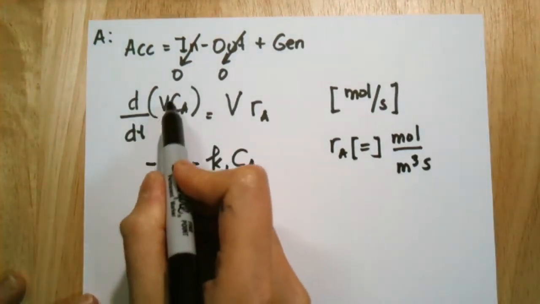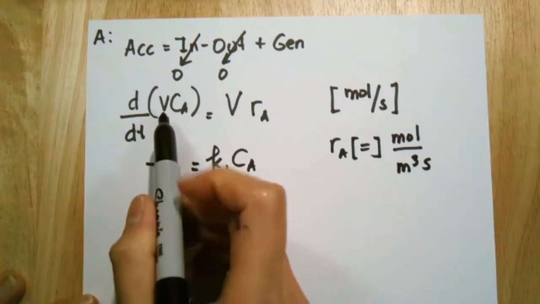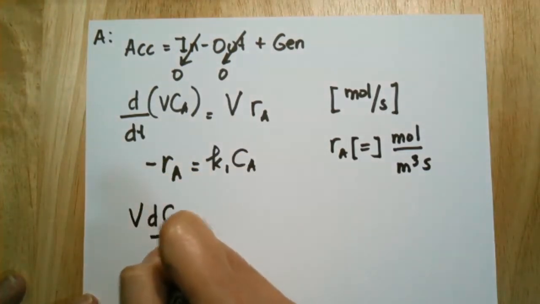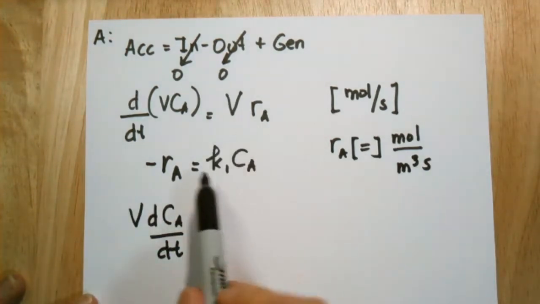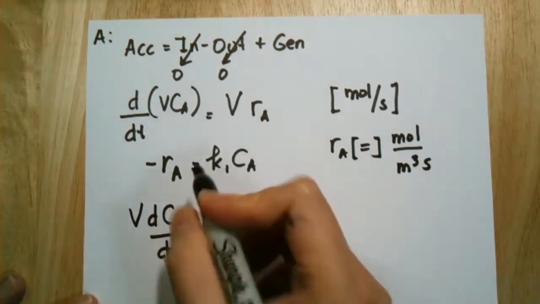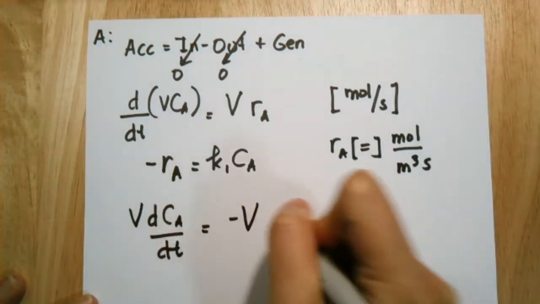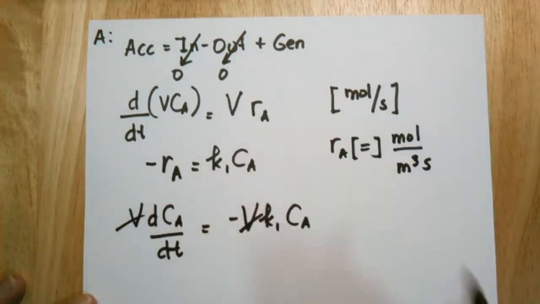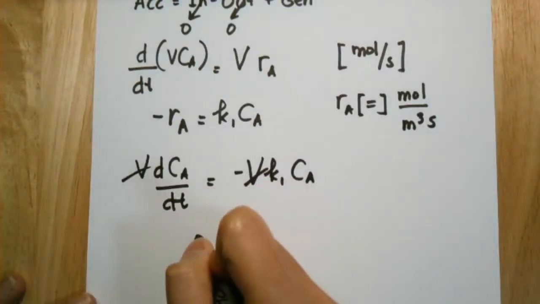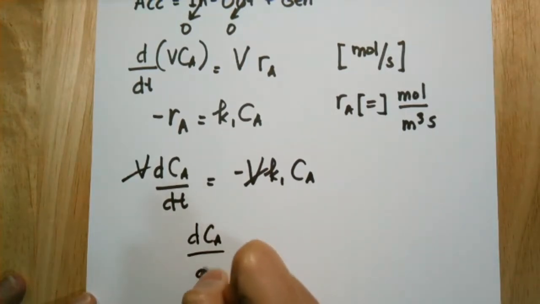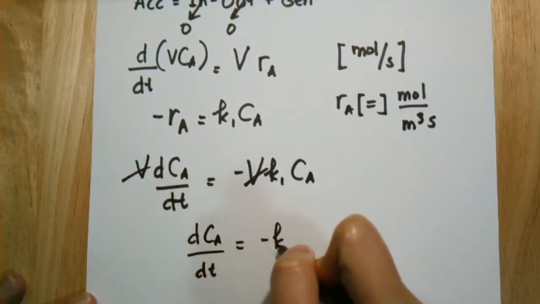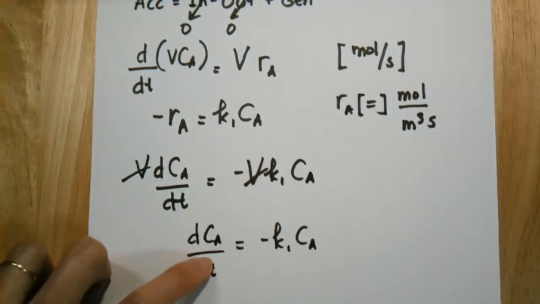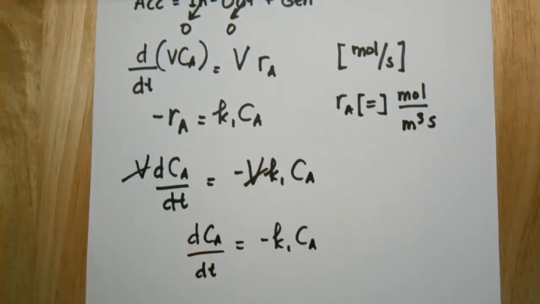Here we can take the volume out of the derivative because we assume that the volume is constant. And for the right-hand side, we can substitute this expression for R_A. This will become V k1 C_A, and we can cancel the V. So we'll end up with dC_A/dt equal to negative k1 C_A. And this describes the rate of change of the concentration of A with respect to time.